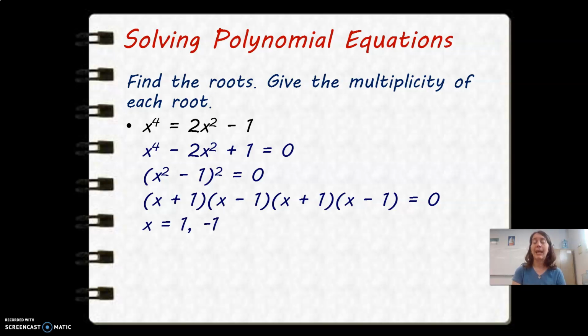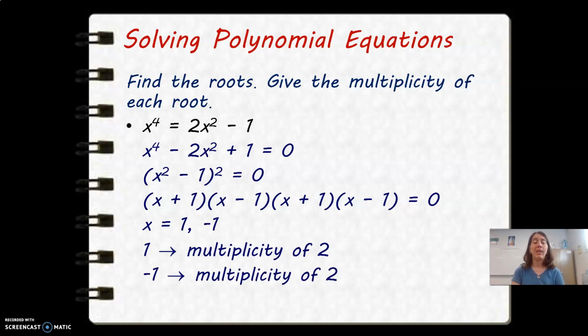My 2 answers, again giving the opposites of what I see in the parentheses, would be positive 1 and negative 1. Because the x minus 1 parentheses showed up twice, that means my 1 has a multiplicity of 2. That answer was given twice. The x plus 1, that parenthesis again was there twice, so my answer that corresponded with negative 1 also shows up twice in our question.